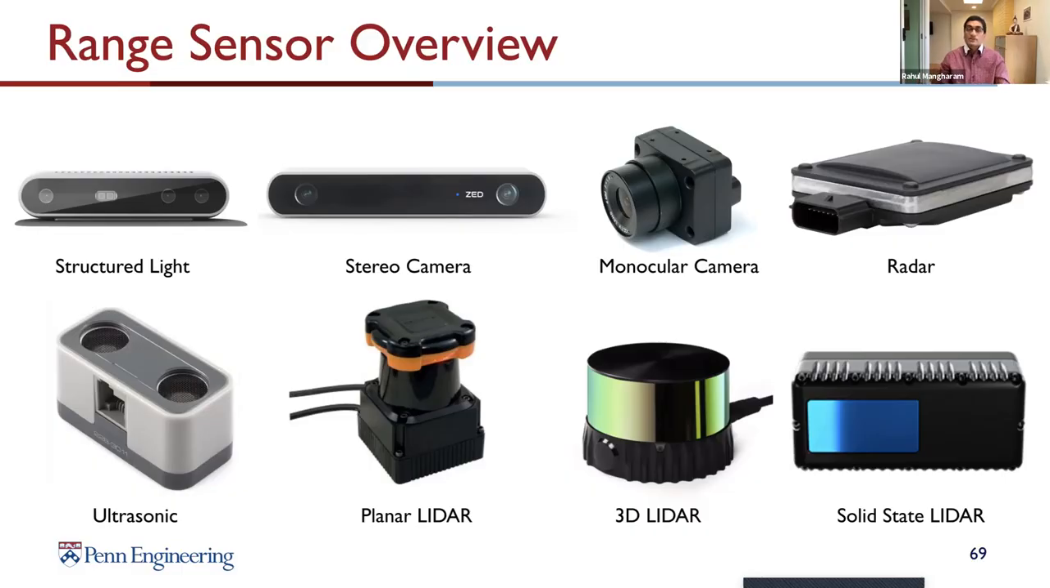Obviously, production AVs have a lot of different sensors. That's one of the largest costs of the autonomous vehicle besides the vehicle itself. There are different types of sensors because you want different modalities of complementary sensing at different ranges. And on the F110, the one sensor that we will focus on today is the planar LiDAR.